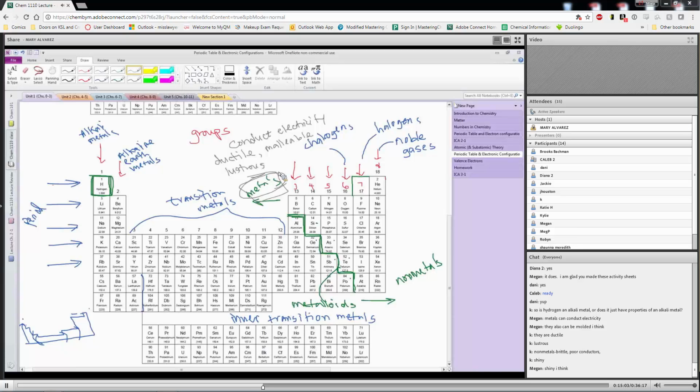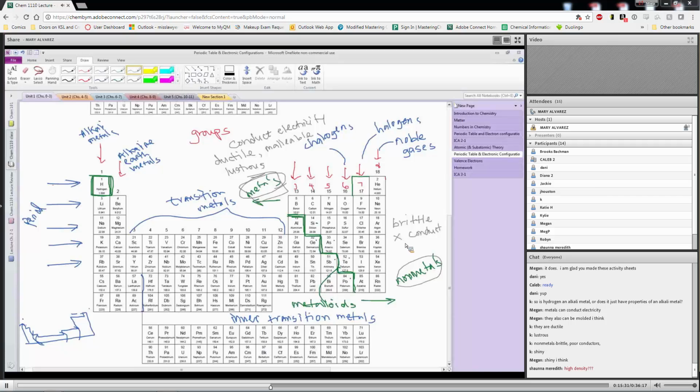Perfect. So non-metals, okay. So we're going to say non-metals, by contrast, instead of being ductile and malleable, they are brittle. And they do not conduct electricity. Oh, Shauna, that's a really good question. You're still talking about metals.